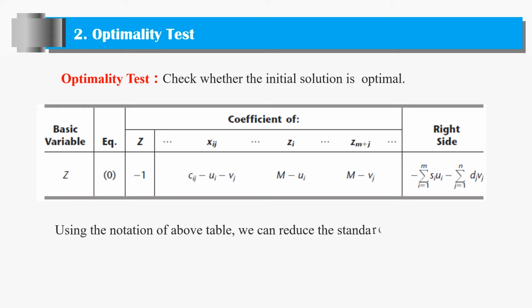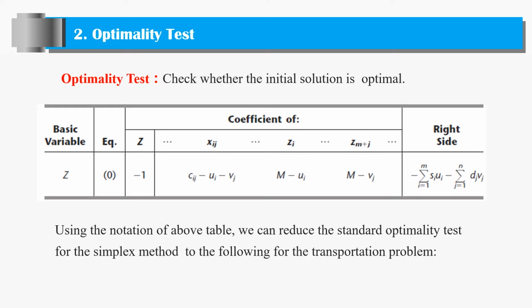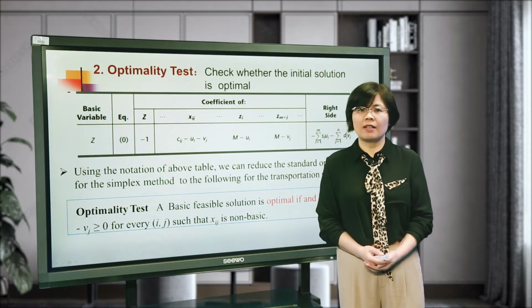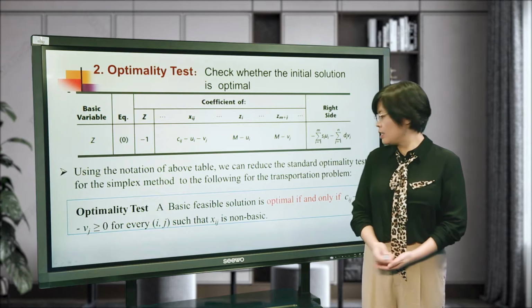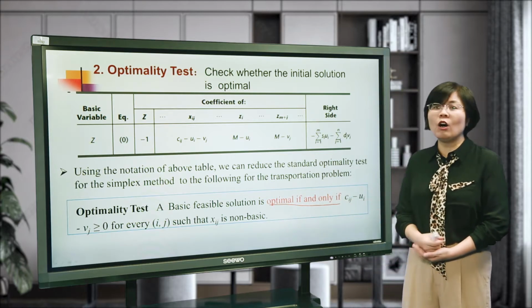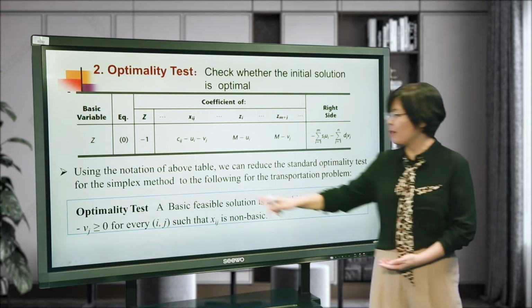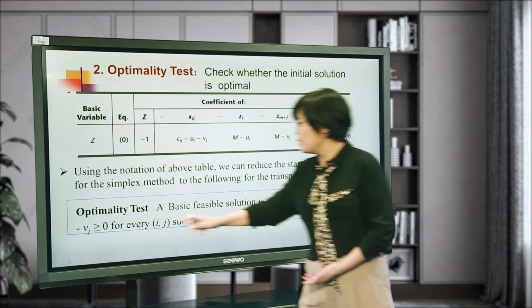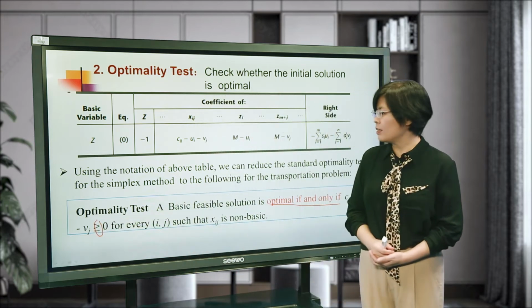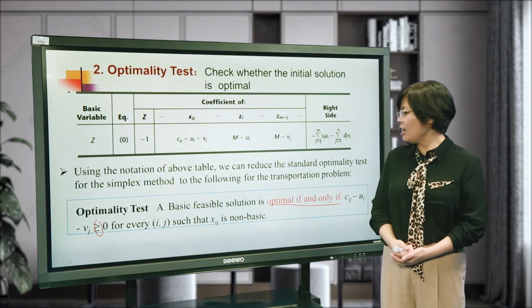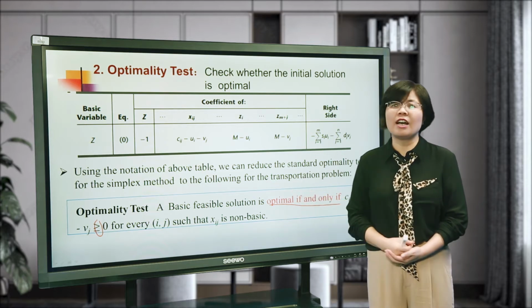Using the notation of the above table, we can reduce the standard optimality test for the simplex method to the following for the transportation problem. The optimality test: a basic feasible solution is optimal if and only if the value of Cij minus Ui minus Vj is larger than or equal to 0 for every ij such that Xij is non-basic.